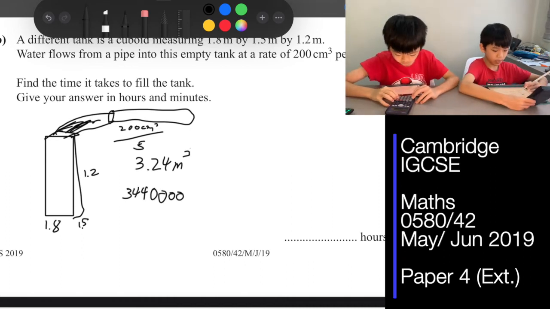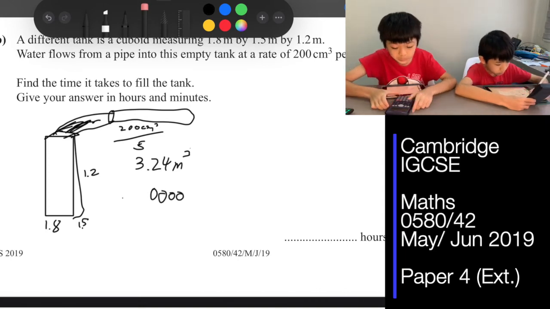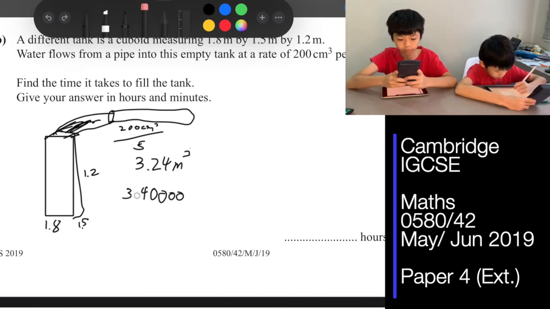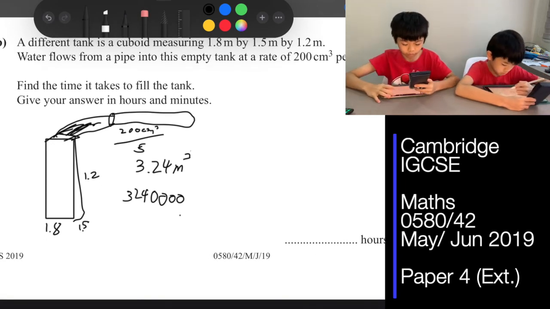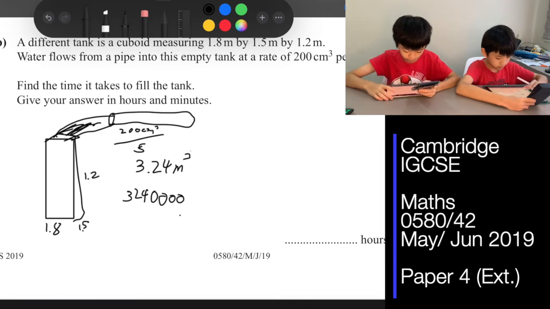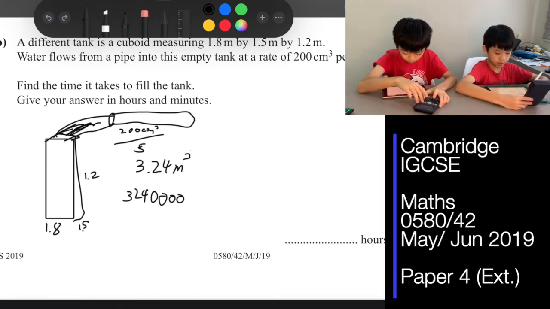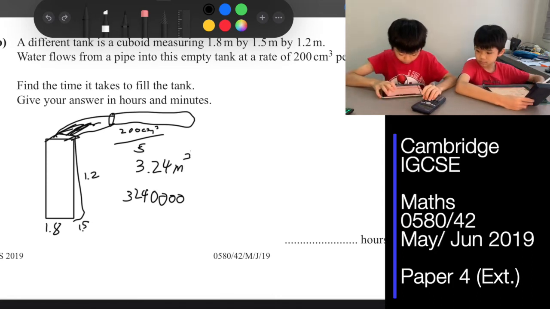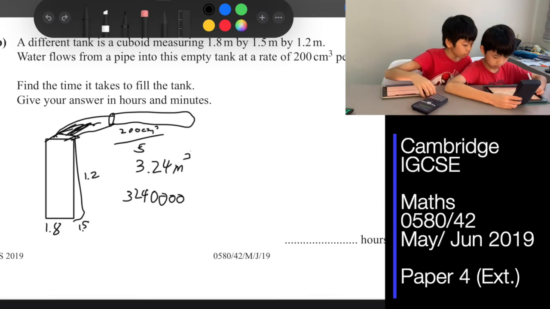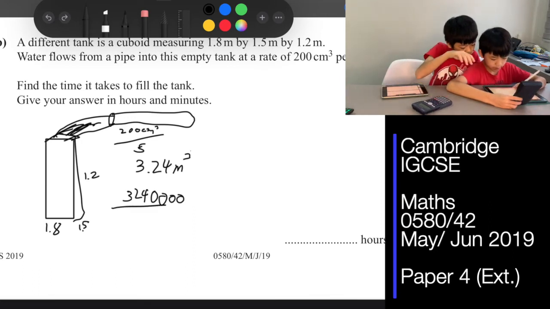324,000. Wait, that's 344. And then followed by 4 zeros. Yep. And then we multiply it by, and then we divide it by 200.